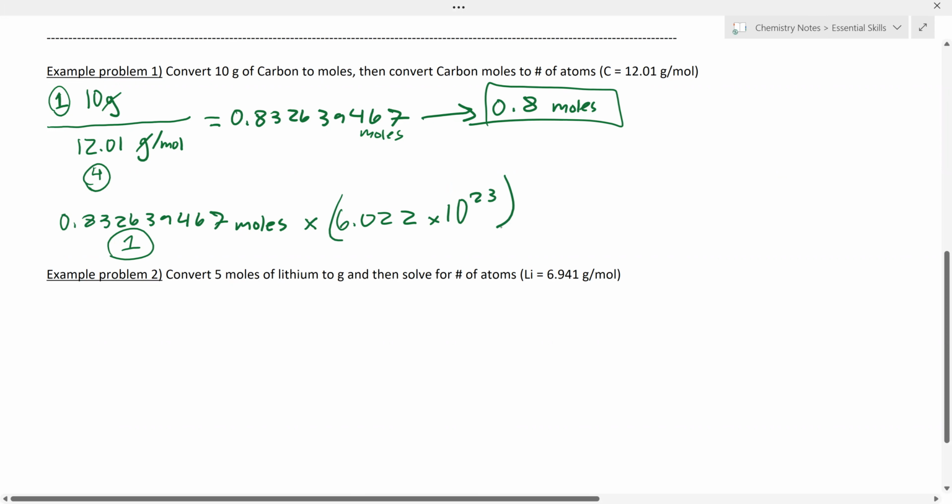So now we do the 0.83263946 moles times, in parentheses, 6.022 times 10 to the power of 23. We get kind of a crazy number. It's in scientific notation because of our calculator, but we're just going to go with it. So this 1 sig fig, it's a crazy number, so just go with me. I'm not going to write it.